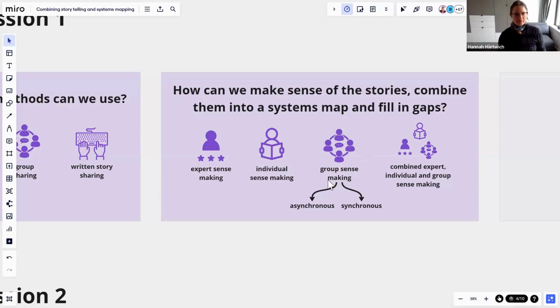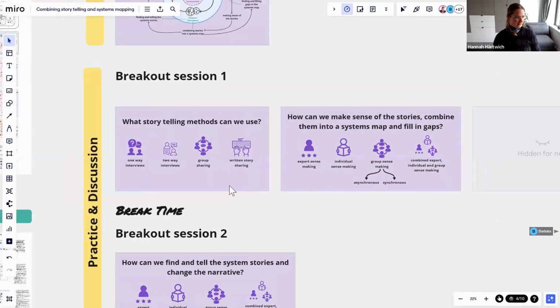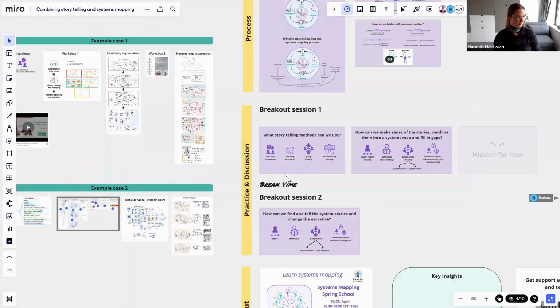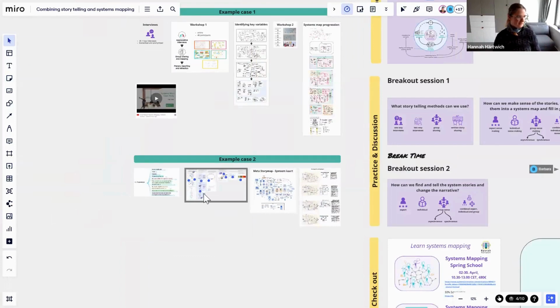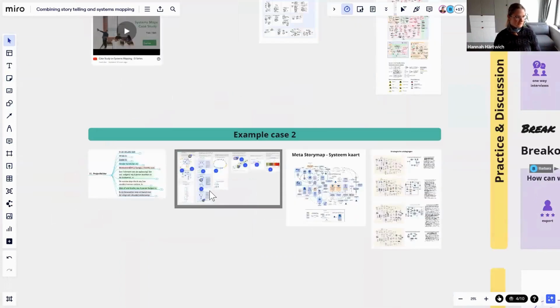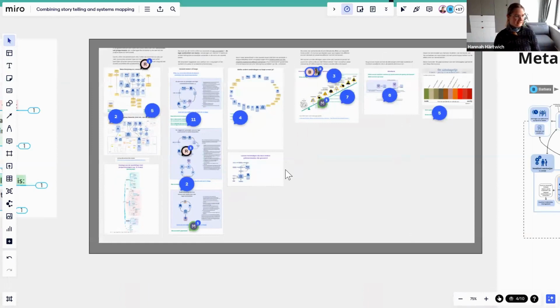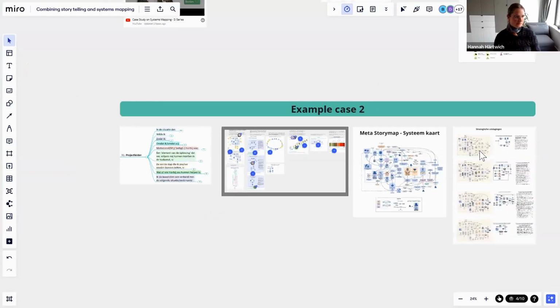And this group sense making can also happen synchronously, so you're in a room together, you're in a call together, or it can also happen asynchronously. This is what we did for another example case, where we set up a Miro board like this, and then in their own time, people could go through the information, leave their comments and observations, and then we take that along into future workshop sessions where people come back together.